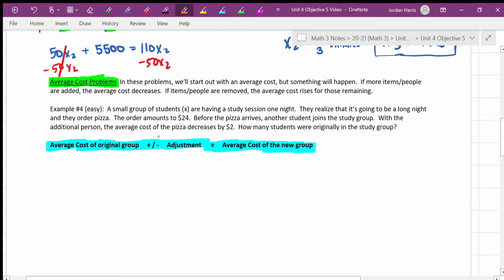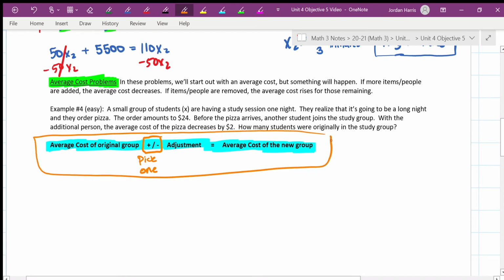This is not plus and minus. It is plus or minus. We have to pick one based on what the adjustment should be doing. Is the average cost going up? It's plus the adjustment. Is the average cost going down? It's minus the adjustment. So I'm not going to write out in variables. I'm just going to leave it like this. So this is your other equation, which I'm going to box and star.